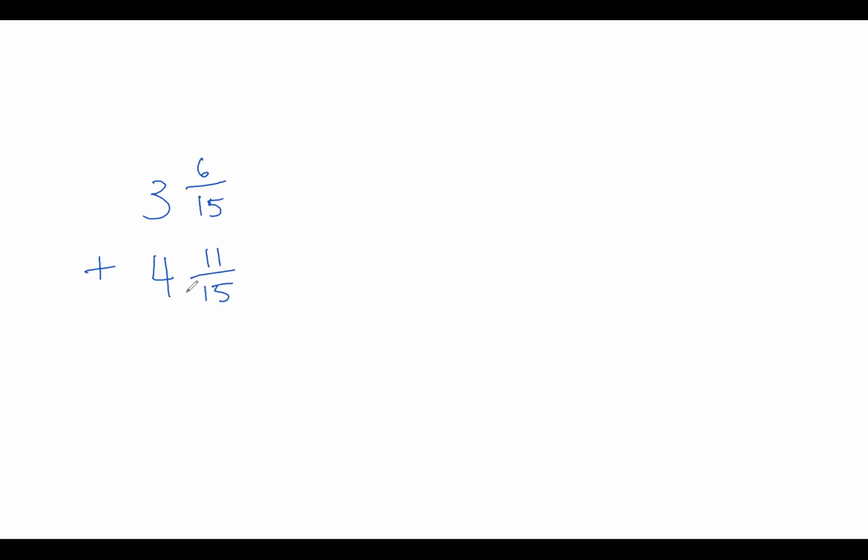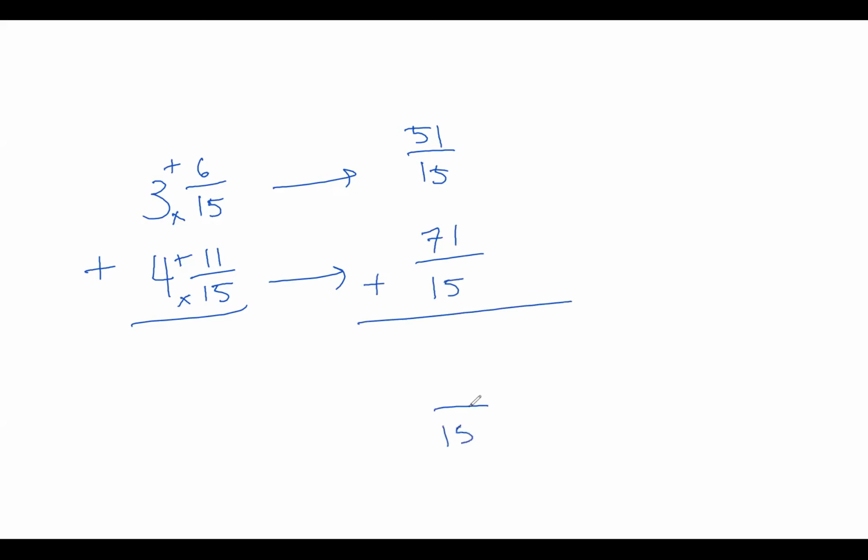Rather than keeping them lined up, if you prefer, you can change them into improper fractions. So 3 times 15 is 45, plus 6 would be 51. 4 times 15 is 60, plus 11 is 71. So see, the numbers get bigger if you do it this way, but that's okay. Still might be preferable to you. Now we add the numerators. 51 plus 71 would be 122. So 122/15, you'd now have to divide that.